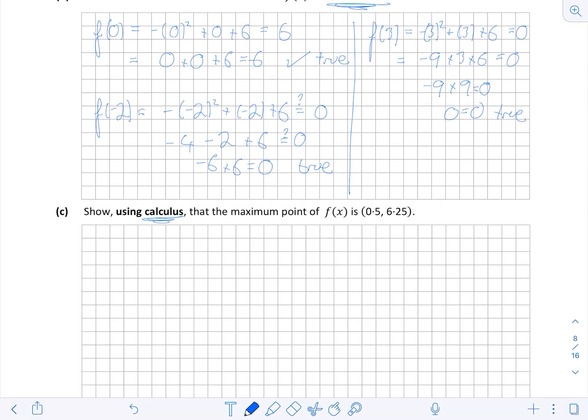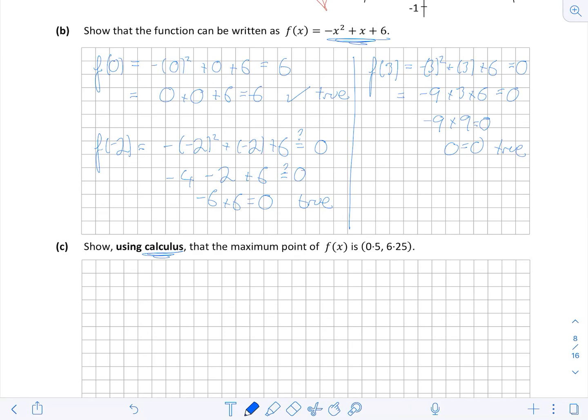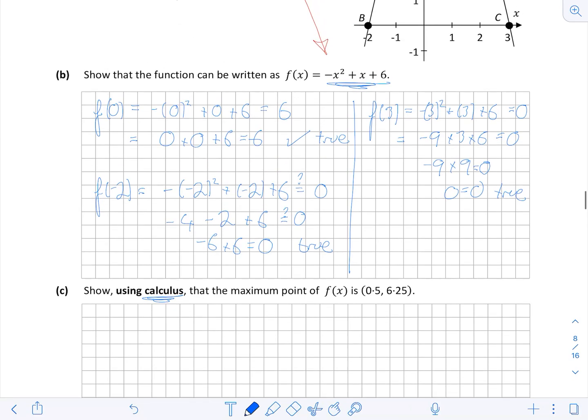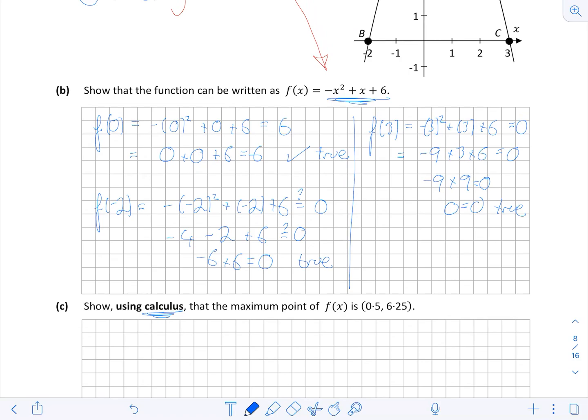Show using calculus. Here we go, calculus. That's a fancy word for differentiating for you guys. Show using calculus that the maximum point of this function is at this point here. So I'm asked to show a maximum point, so again, I'm going to have to differentiate. The moment you see calculus, you're differentiating. You're going to get marks for differentiating, even if you don't know how to find maxima.